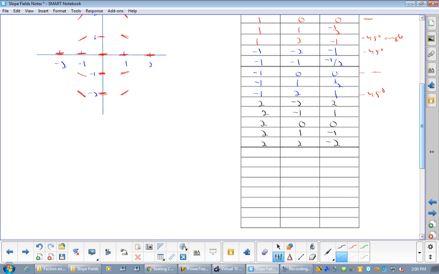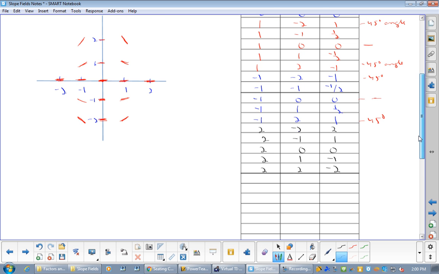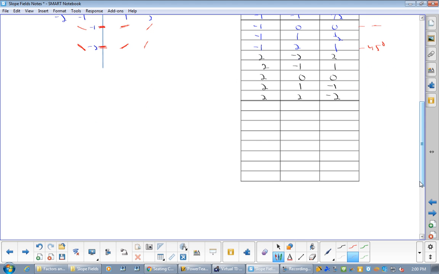Okay, so let's do this. At 2, negative 2, okay, I have a slope of 2, so it's a little steeper than that last one. Okay, and then I got my 45 next, right? At 1. Okay, then I'm at 0. Then I'm at negative 45 degrees, and then negative 2, so even steeper yet. Okay.